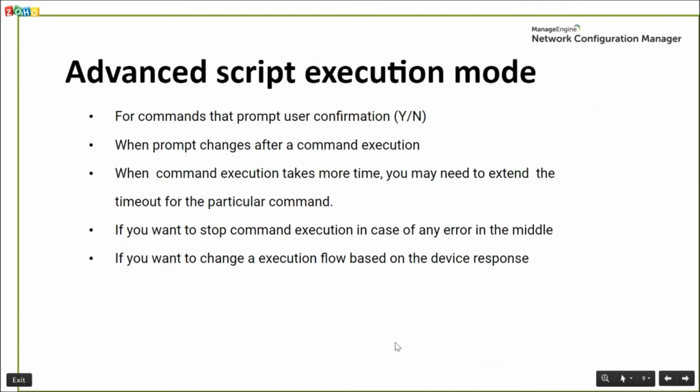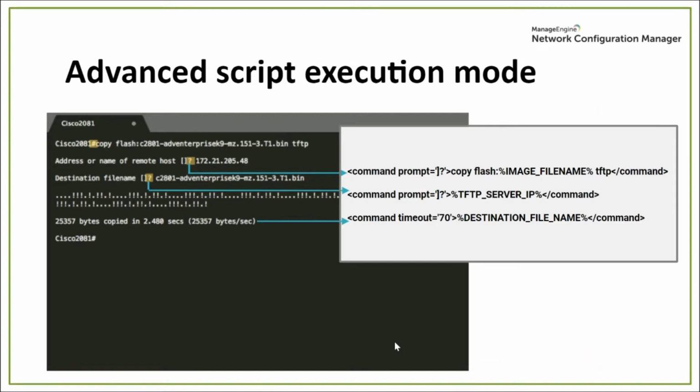When you execute a command in Telnet or PuTTY, and the command prompts a user confirmation or user input, or there is a change in prompt when a command gets executed, or there's a delay in response after a particular command is executed, then you can use advanced script execution mode. Here you can see that the prompt has been changed after a particular command has been executed. So in the configlet, we say execute this particular command after you see this particular prompt.